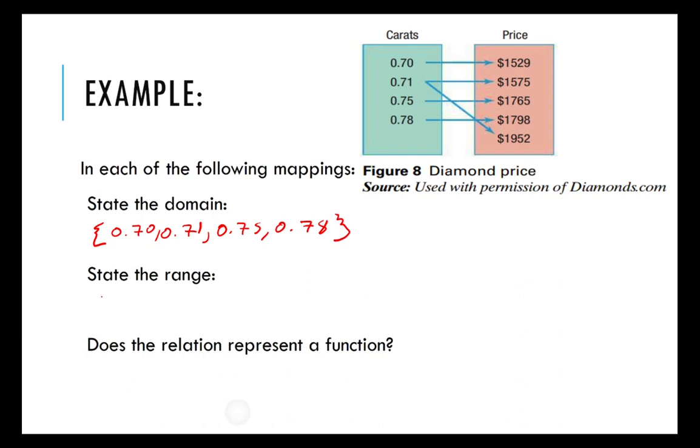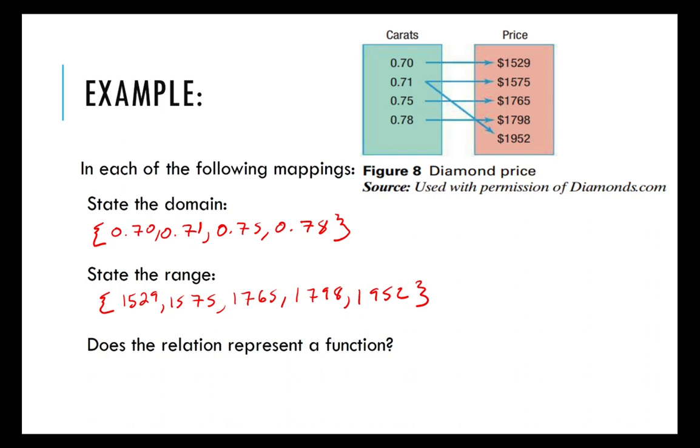Then we state the range. The range outputs are 1,529, 1,575, 1,765, 1,798, 1,952. So that's the range, those are the outputs.